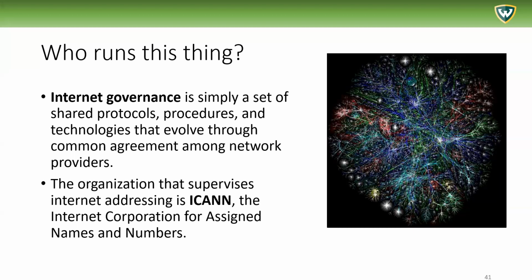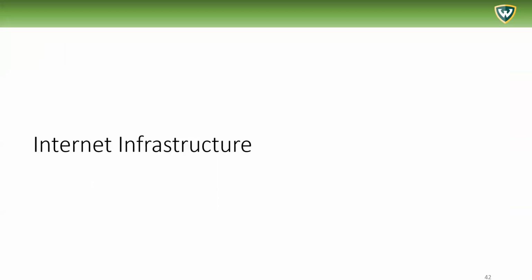Internet governance is a set of shared protocols, procedures, and technologies that evolve through common agreement among network providers. The organization that supervises internet addressing is ICANN, the Internet Corporation for Assigned Names and Numbers. Internet infrastructure. Next time, we're going to talk about internet infrastructure.